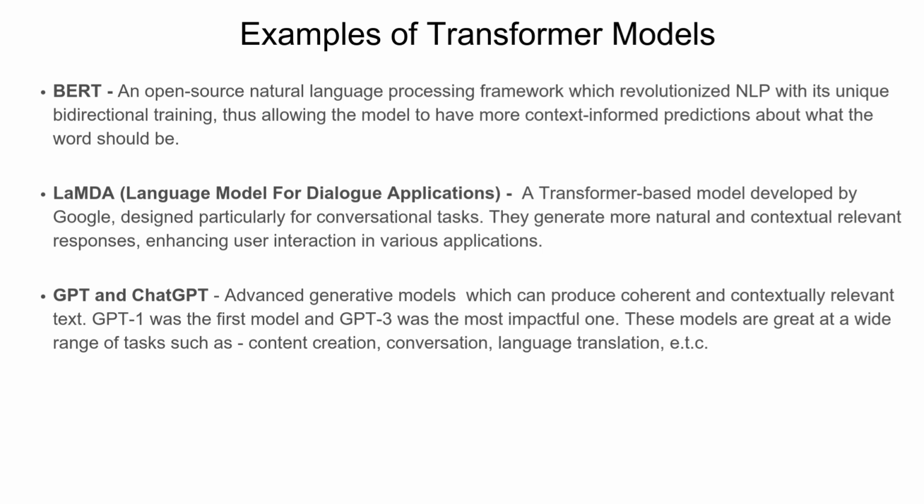Then we have GPT and ChatGPT, which is the most popular model right now. They use advanced generative models which can produce coherent and contextually relevant text. GPT-1 was the first, and GPT-3 was the most impactful one. These models are great at a wide range of tasks such as content creation, conversation, language translation, etc.